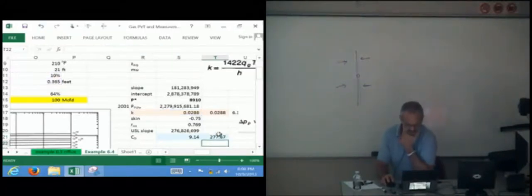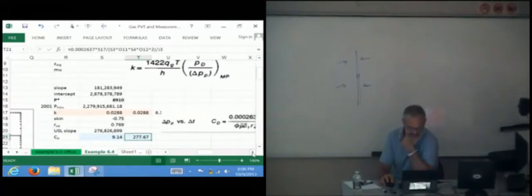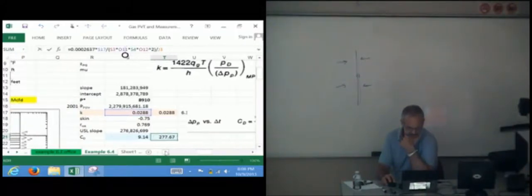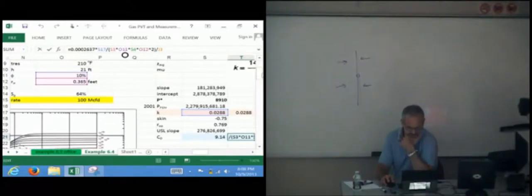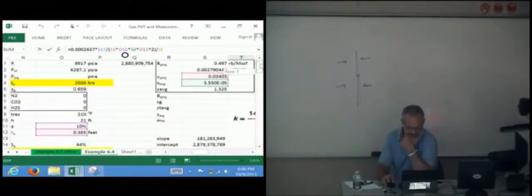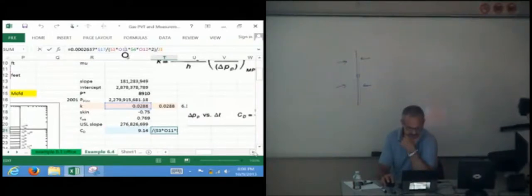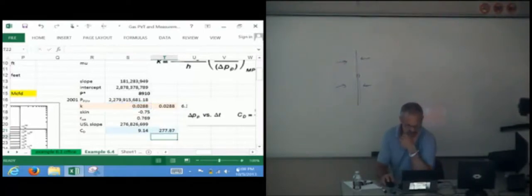I'm not even getting close. What am I doing wrong here? I'm pretty sure I'm supposed to divide. Phi mu c sub t rw squared. RW is 0.12, 0.12 squared. We're getting the same thing. And I'm pretty sure we're supposed to divide by that.